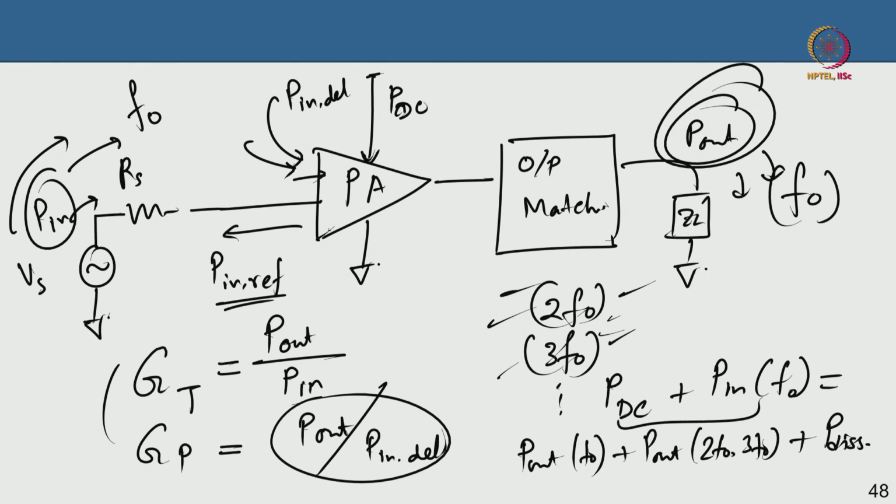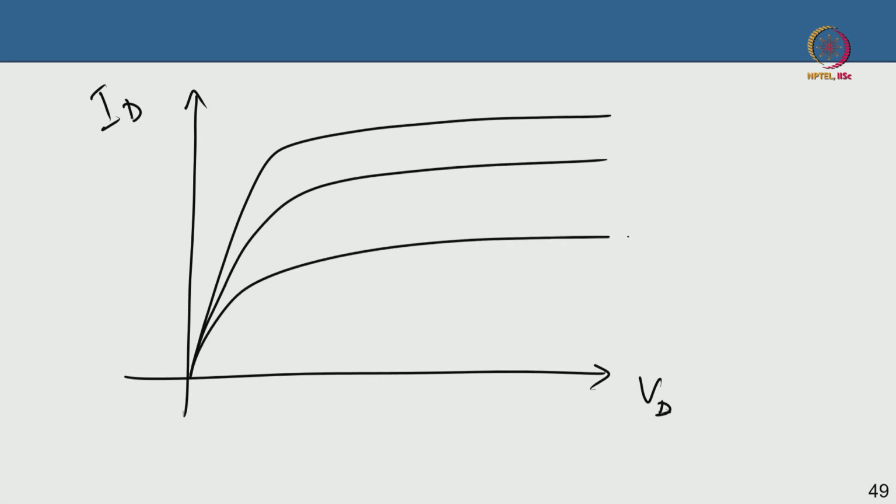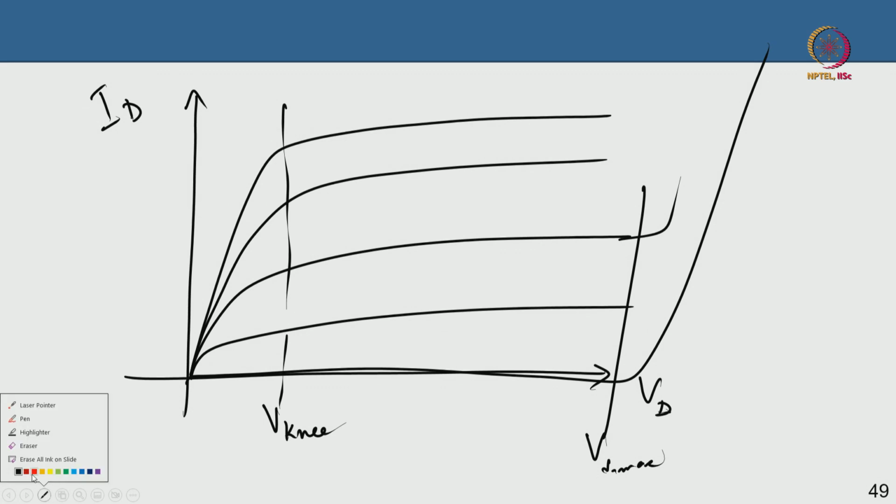With this background, I guess we can quickly go through the basics of the power amplifier classes now. When I say class of operation, it is basically about biasing the device, that is all. What biasing conditions do you use? If I plot the ID-VD characteristics of a transistor, if you recall, they look like that, and beyond this point is the breakdown. So this is your VD max and this is your V knee, the knee voltage. And this is your ID max.